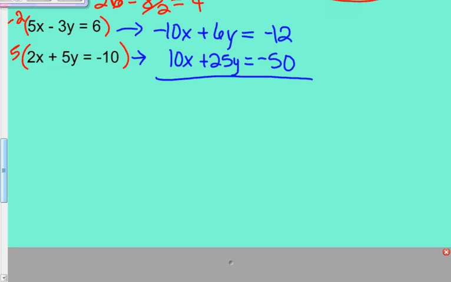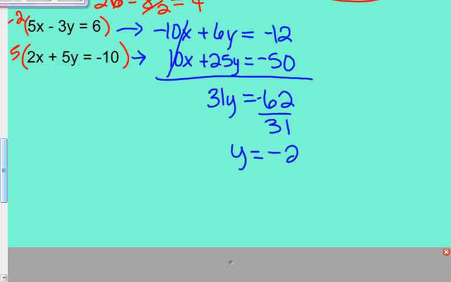Now I did create opposite coefficients, so they're gone. 25 and 6 makes 31 y's, and then we'll add this to make 62 and negative 62, and then we'll divide by 31, and y equals a negative 2, because 2 31s make 62. So there's our y.